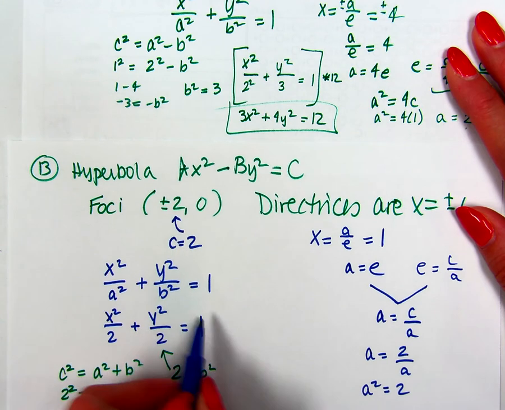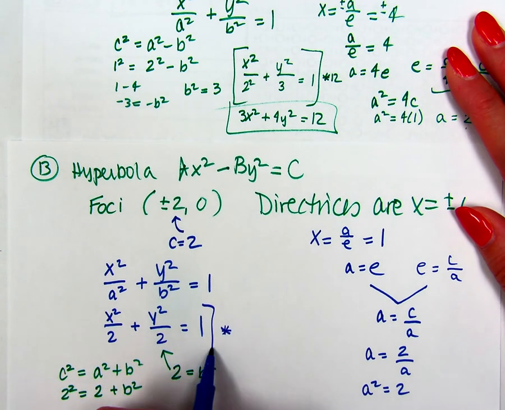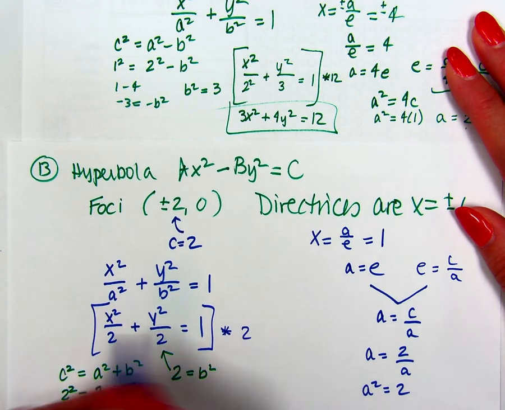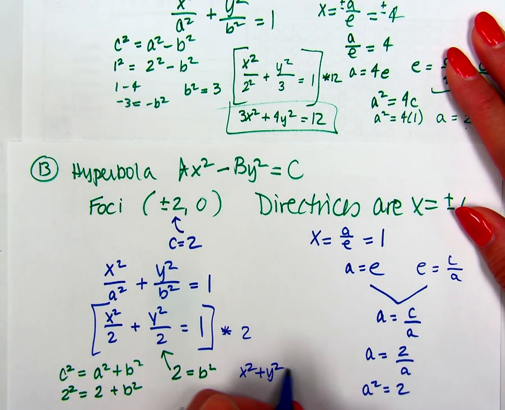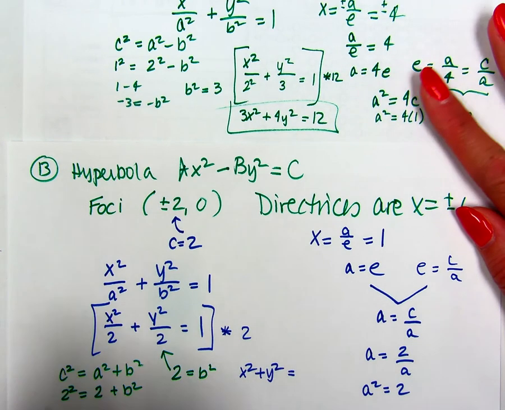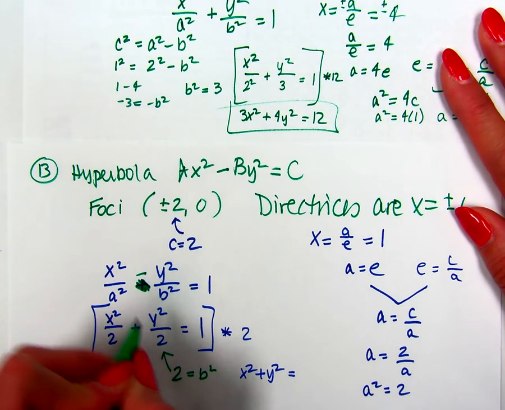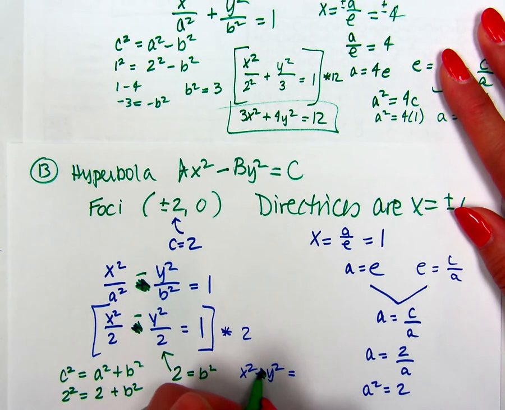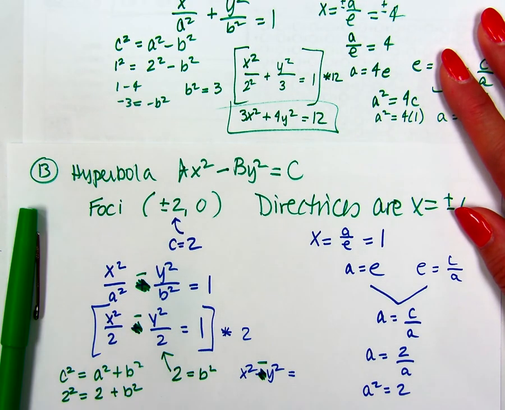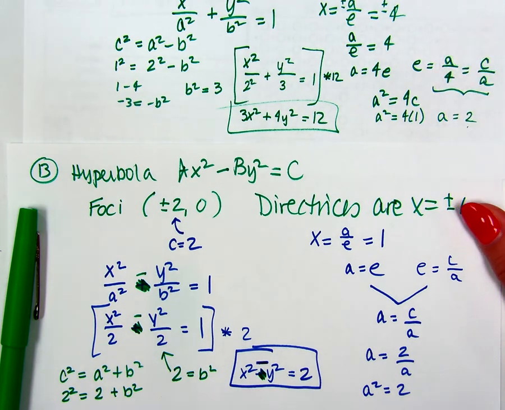All right, now this would be our answer, except they didn't want it in that format, so we got to multiply by 2. So we're going to get x squared plus y squared equals, oh, that's a minus, sorry, hyperbola. Yeah, x squared minus y squared is equal to 2. And that's your hyperbola equation.